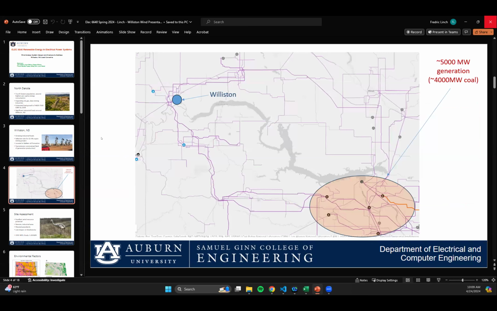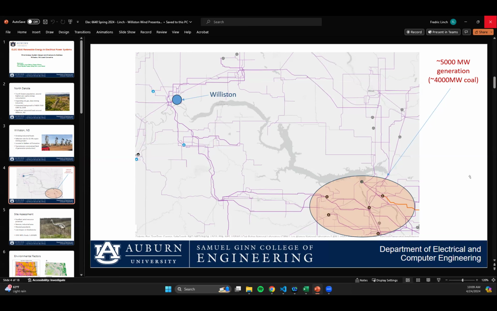All right, so this is a transmission map of that area. You can see Williston is on the left. Those purple lines are transmission lines, and you can see that there's no or almost no generation in that area. It all has to get carried kind of east to west from this pocket on the bottom right, which is mostly all coal generation.